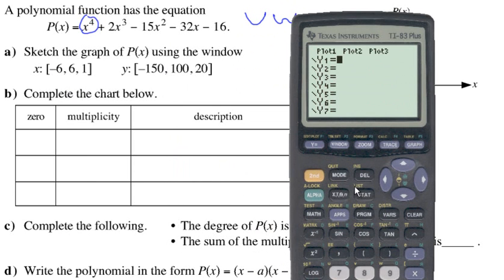So, this curve is x to the 4th plus 2x cubed minus 15x squared minus 32x minus 16. And they tell us to graph it from minus 6 up to 6, and from minus 150 to 100 in steps of 20.